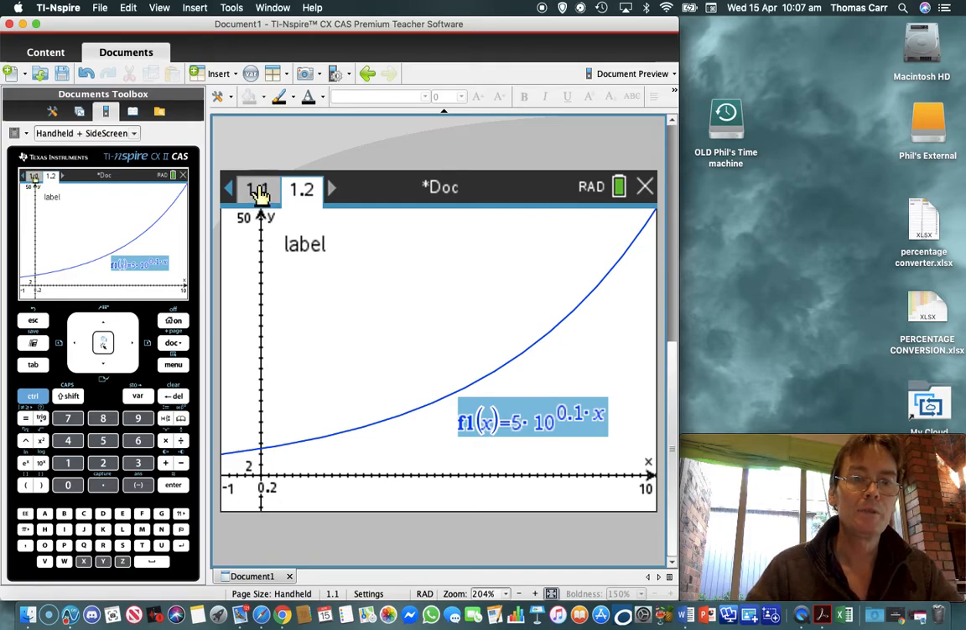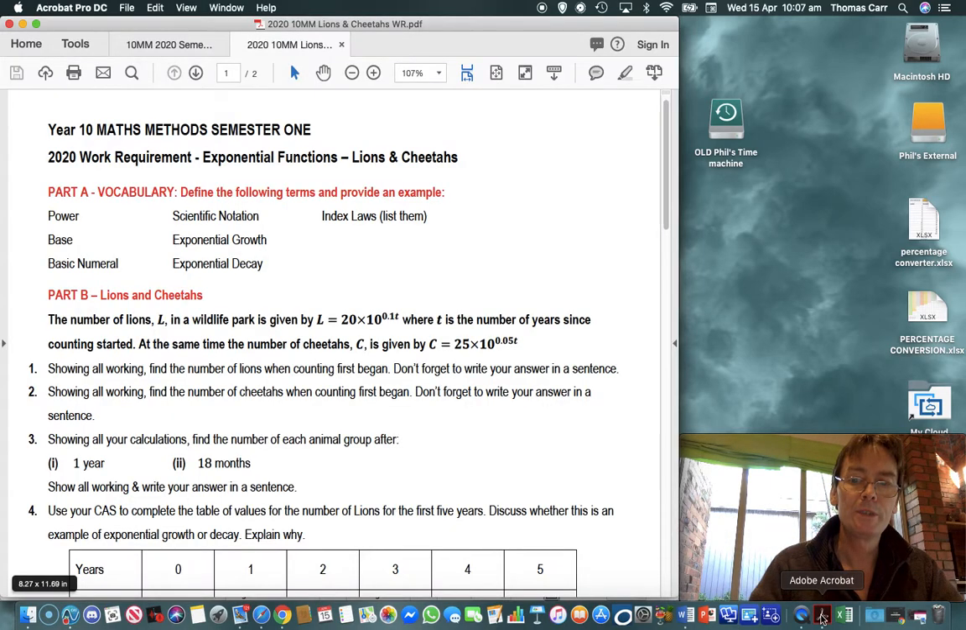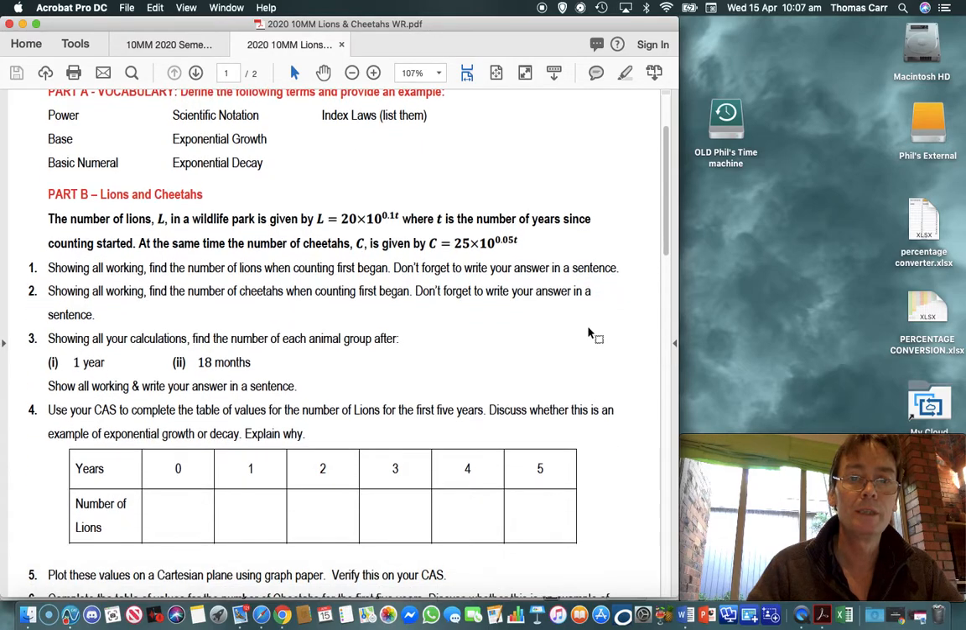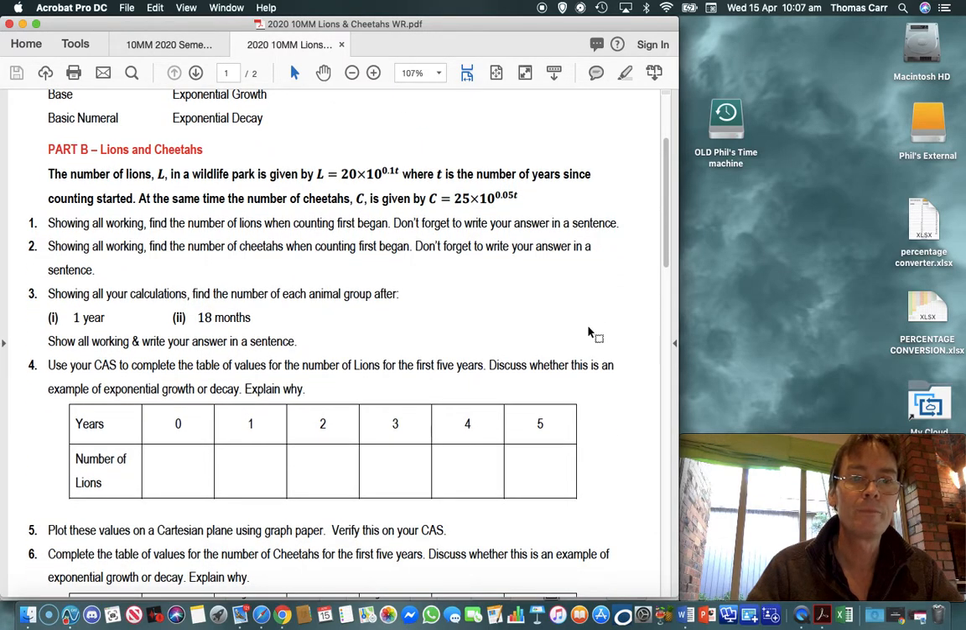And that's going to give you a pretty good start on the assignment, because ultimately looking at how those numbers affect exponential graphs is one of the things that we're trying to teach you in this assignment. Alright, the questions are fairly straightforward. Showing working, find the number of lions when counting first began. Don't forget to write your answer in a sentence.